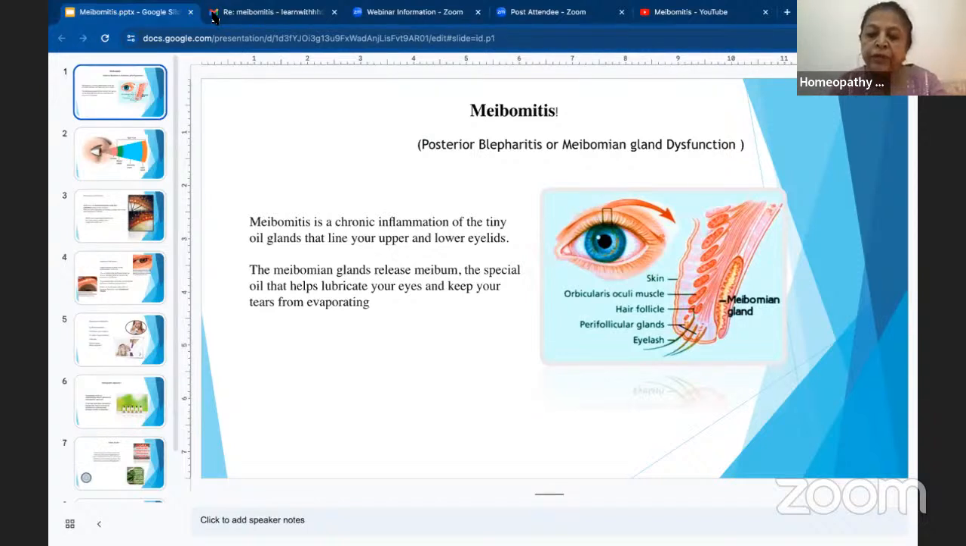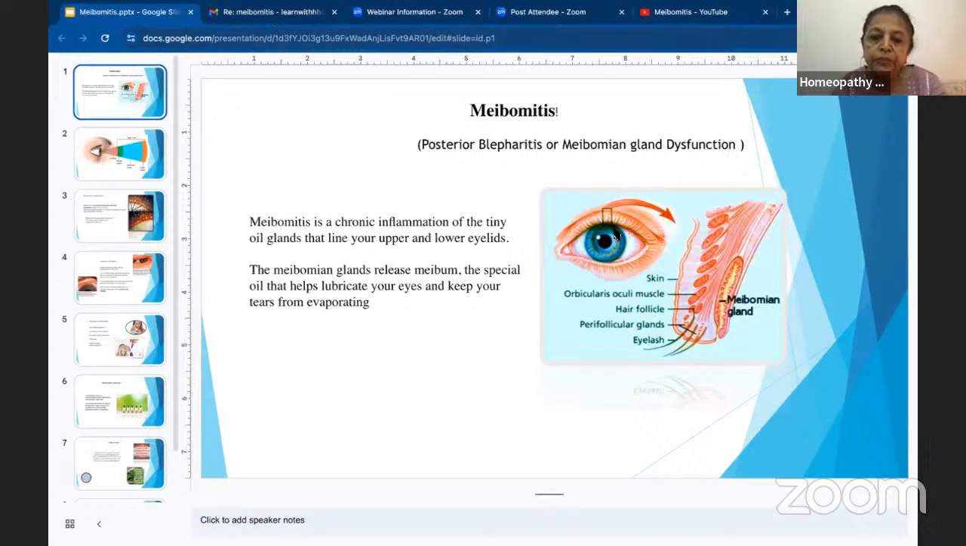Good evening, everybody. So today's topic is Meibomitis. Now, the definition of Meibomitis is inflammation of the Meibomian glands. Before talking about Meibomitis, we should know exactly where the Meibomian glands are situated.